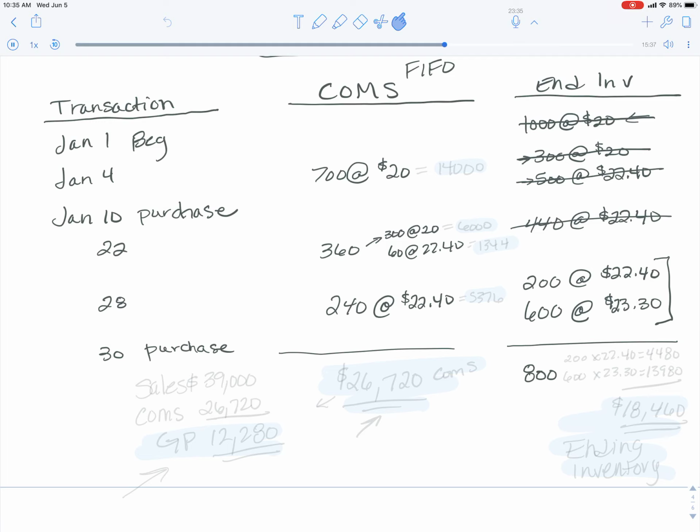And if we multiply them out, 200 times 22.40 is 4,480, and 600 times 23.30 is 13,980. So our total ending inventory balance is 18,460.